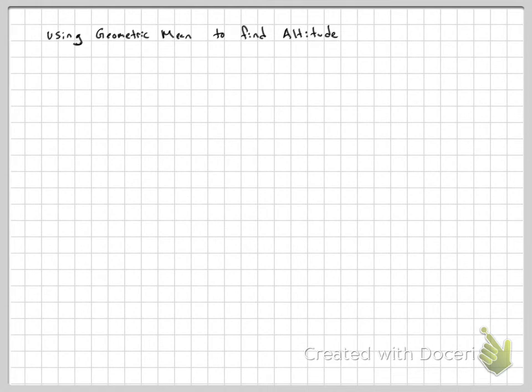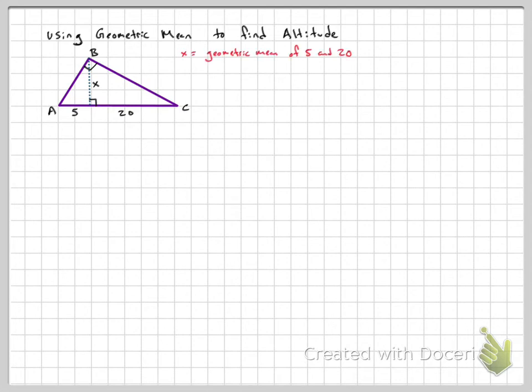So what you'll see is I'm going to put the exact same type of diagram up on the screen. So I have triangle ABC, and notice I'm going to draw in the altitude. So the altitude is X. And now I've given the two lengths that the hypotenuse is being cut up into, 5 and 20. Okay? And now X is going to equal the geometric mean of the cut up hypotenuse lengths. So in this case, 5 and 20.